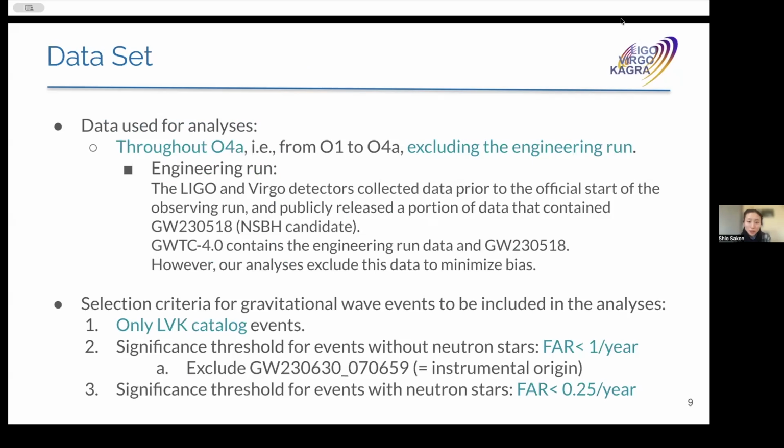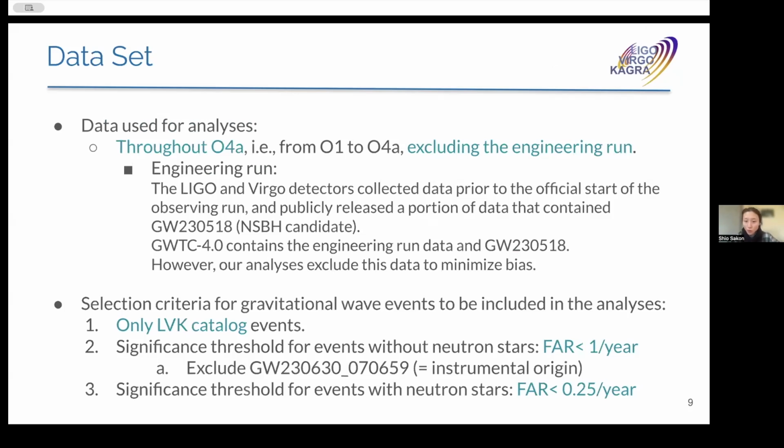Yes, I'll talk a little bit about the data set that we used for our analyses. When we say GWTC, we include all of the data from O1 to O4A. So for GWTC4, we're including everything from O1 to O4A. However, we are excluding the engineering run portion, and engineering runs are used for LIGO and Virgo detectors to collect data prior to the official start of the observing run to test the sensitivity of the detectors, and to let the pipelines collect a little bit of data before the run officially starts.